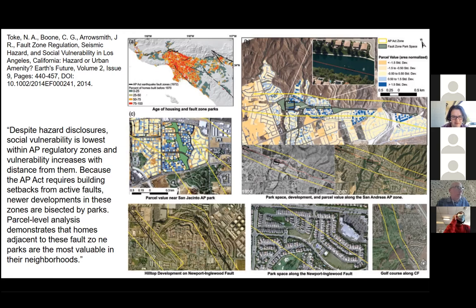So I'll just read from the abstract. Despite hazard disclosures, social vulnerability is lowest within the AP regulatory zones, and vulnerability increases with distance from them. Because the AP Act requires building setbacks from active faults, newer developments in those zones are bisected by parks. Parcel-level analysis demonstrates that homes adjacent to these fault zone parks are the most valuable in those neighborhoods.